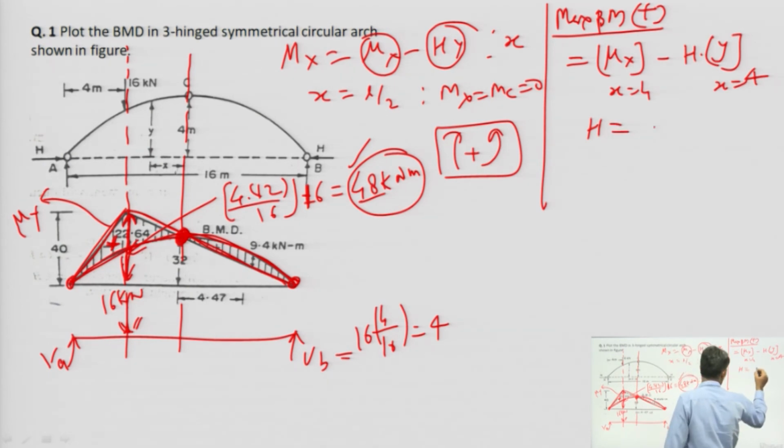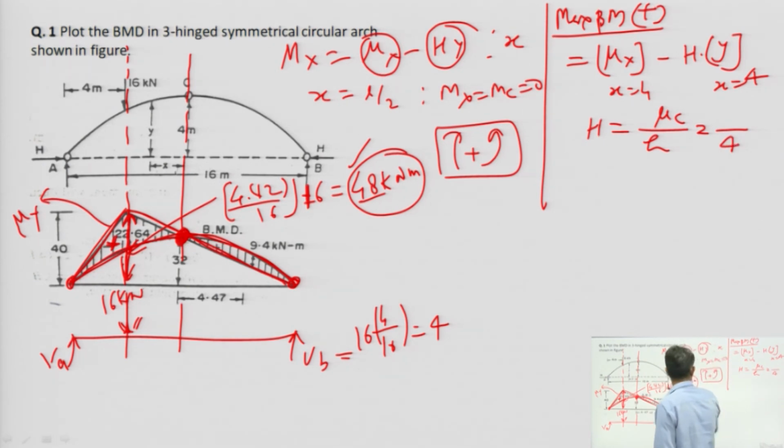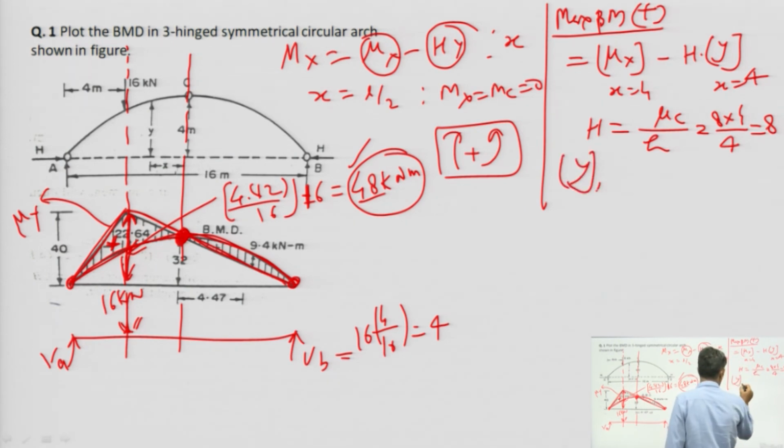H will be equal to Mu c by rise. So, the rise is 4, and Mu c is the beam moment at the crown, 8 into 4. So, H is 8. And y at x equal to 4 is 4h by L square into x into L minus x.